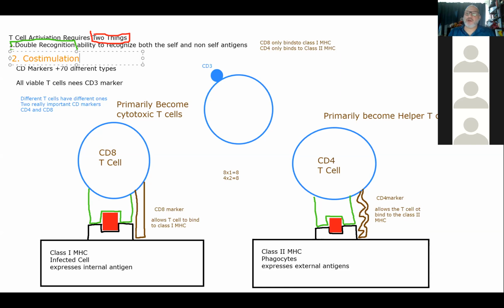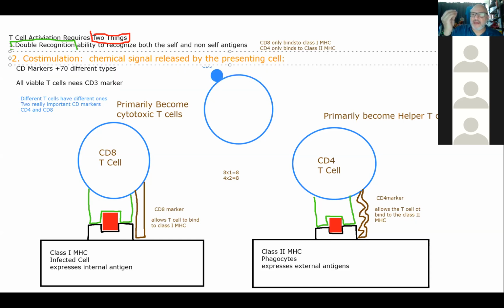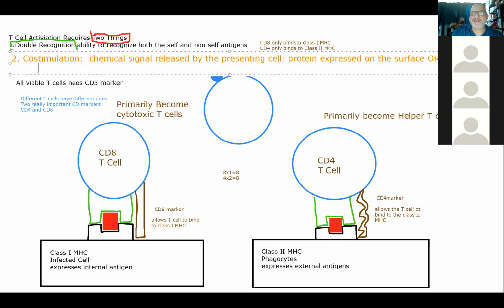Yes, it needs that double recognition. It has to bind to the major histocompatibility complex, either one or two, but at the same time, there must be a co-stimulation. This co-stimulation is a chemical signal released by the presenting cell. This co-stimulation can occur one of two ways. It can either be a protein expressed on the surface, or it could be a chemical released.